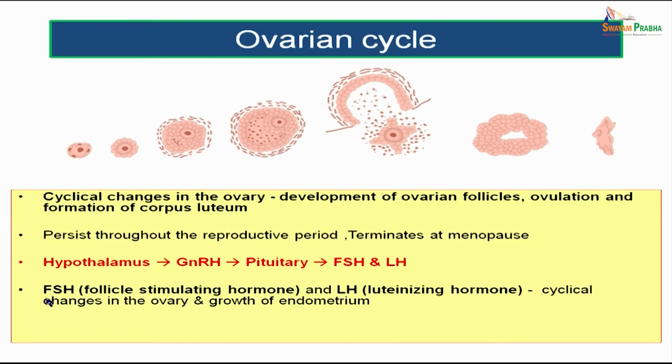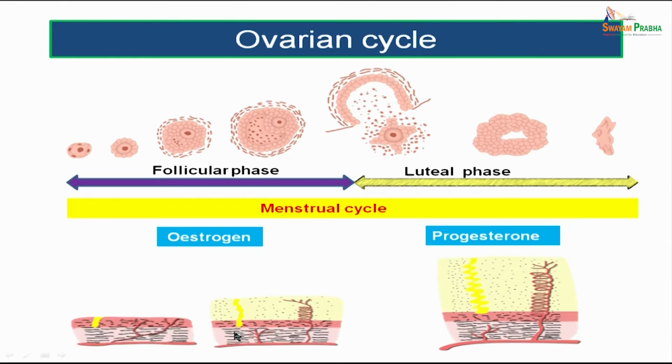So, this is it, follicle stimulating hormone and luteinizing hormone, and these are responsible for the cyclical changes of the ovary and the growth of endometrium. The follicle stimulating hormone ultimately results in the growth of the ovarian follicles, which results in the secretion of estrogen. So, this is in a nutshell about the ovarian cycle and menstrual cycle.